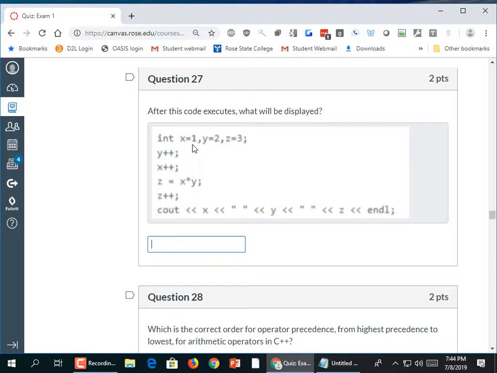I understand. Alrighty. So, what will be displayed? Y was 2, it becomes 3. X is 1, it becomes 2. Z is then 3 times 2, which is 6. And then Z gets incremented to 7. But it's printing out all 3 things, not just 1. I think some folks put 7 here just because that was the last calculation. Or maybe they put a 2 there because that was the value of X, and they didn't do the Y and the Z. It has to do all 3 of them, right? Because we're displaying the values of 3 variables.